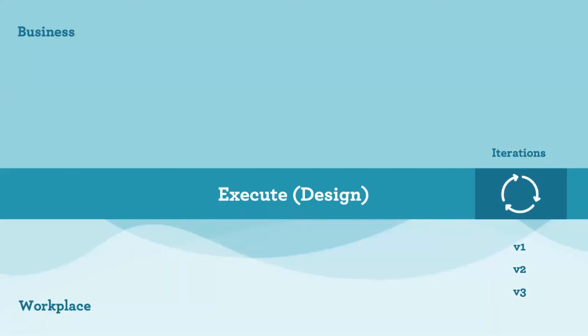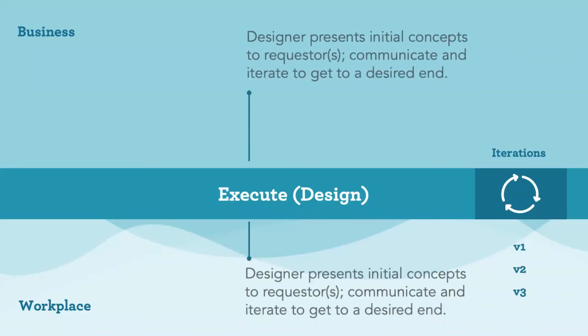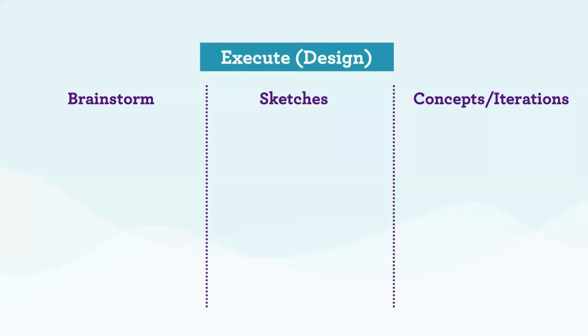All right, so with the execute process, I would say that the steps for executing are pretty similar. The designer is going to present those initial concepts to the requester, and they're going to communicate and iterate with the client or with their manager or their team to get to that desired end. So they're going to keep on communication. They should be getting closer and closer to that really, really great design. And so let me show you what that looks like with our Amores Tacos project.